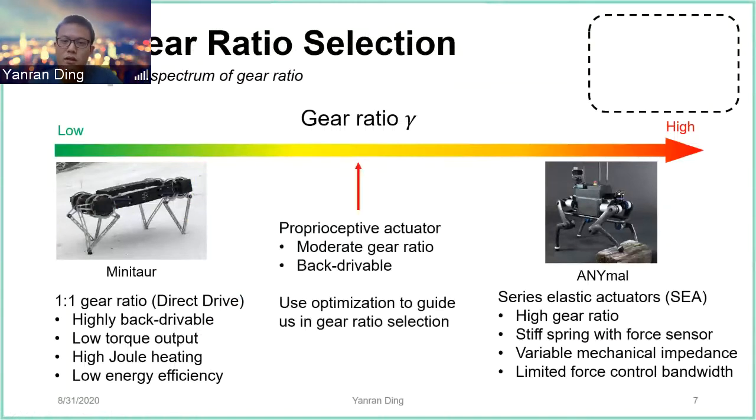So we want to take the third approach, which is the proprioceptive actuator design. It combines an electric motor with a moderate gear ratio, which guarantees back-drivability but has higher torque output compared with direct drive. The problem that we want to solve is to use optimization to guide us in the gear ratio selection.